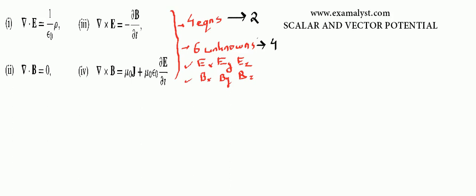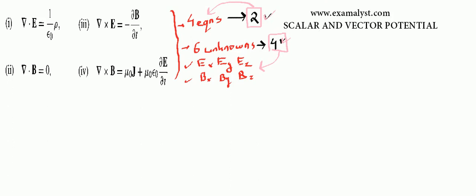So why are we doing this? To make our life easier. Because instead of solving 4 equations with 6 unknowns, it is better to solve 2 equations with 4 unknowns. But what should be the nature of these 2 equations? These 2 equations should contain all the information that is there in the 4 Maxwell equations. Agreed? And these 4 unknowns should be such that we can find all the 6 components of electric and magnetic field using them. We'll see what these 2 equations and 4 unknowns are as we go forward.